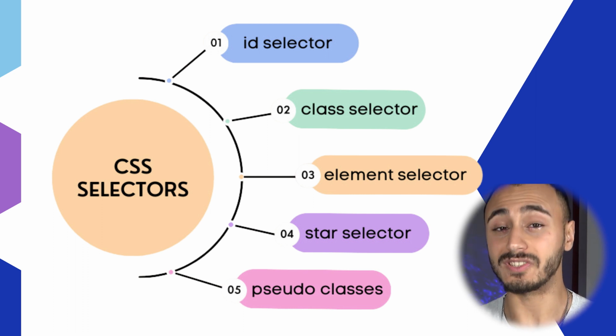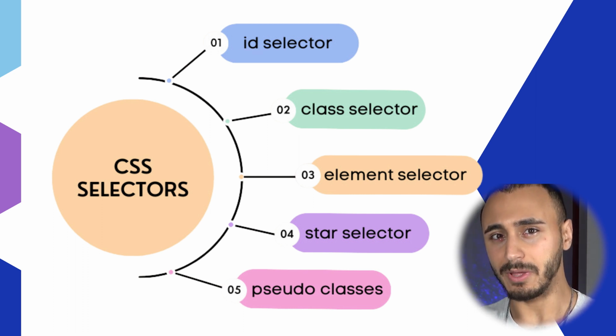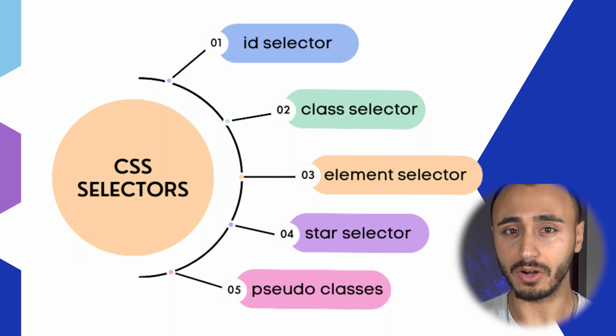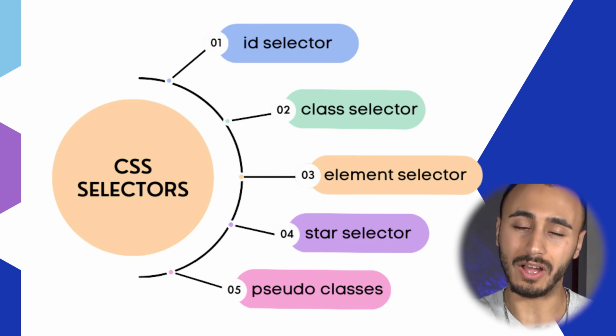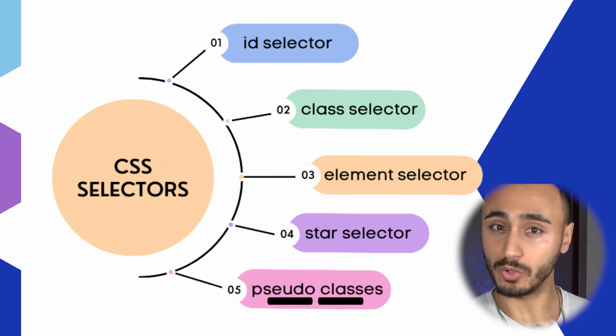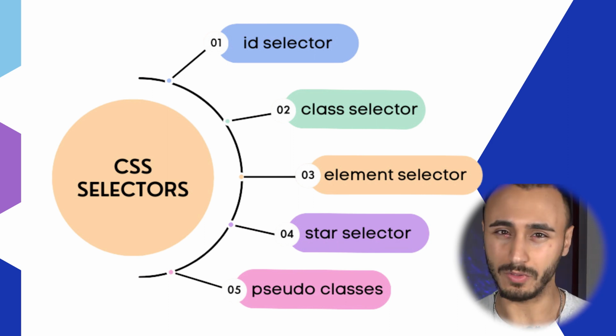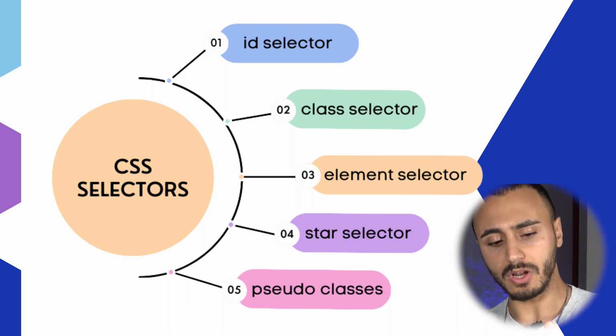We have another type, which is ID selectors. And the third main type is class selector. And as you see, there are 5 selectors. We'll get to the other ones, pseudo selectors, pseudo classes, and star selectors. We'll get to that in another advanced video. This video I want to focus on these 3.